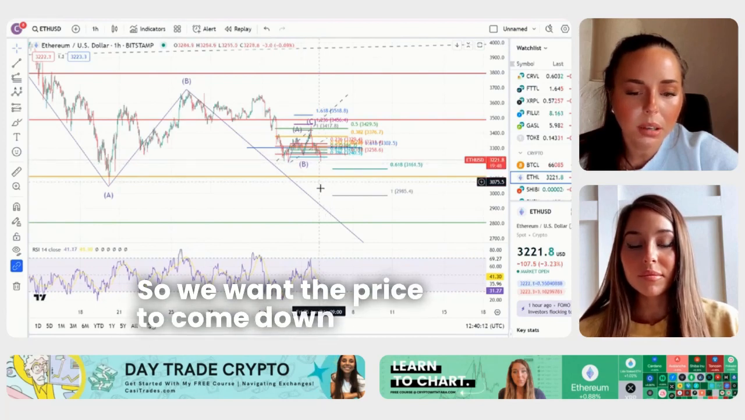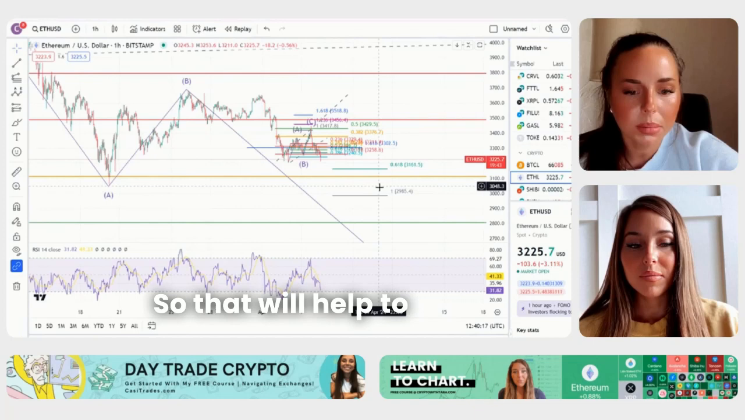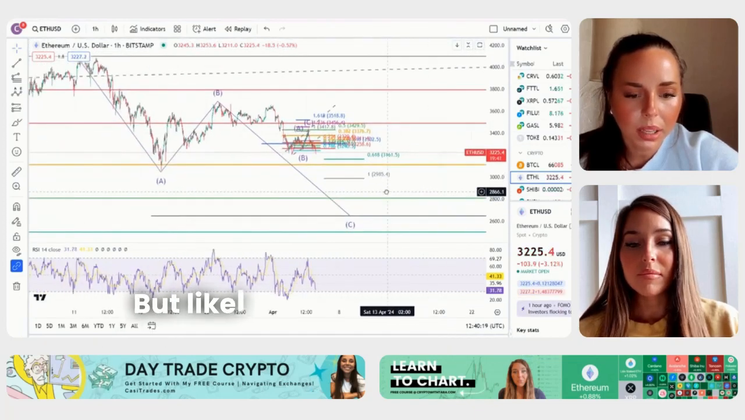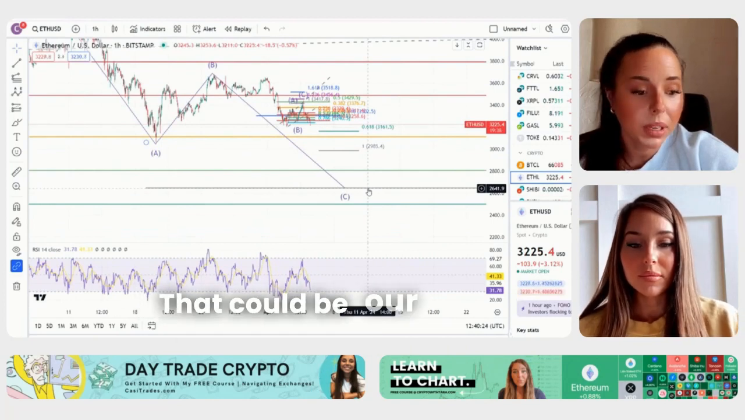So we want the price to come down lower, but not low enough that it makes a new extreme on the RSI. That will help to confirm that it's done. But like I said, we still have those lower targets down at 2600. That could be our bottom.